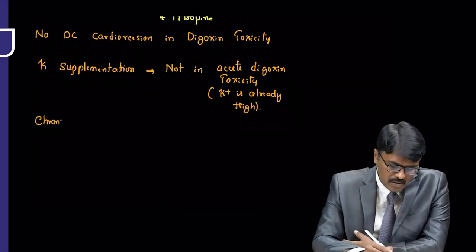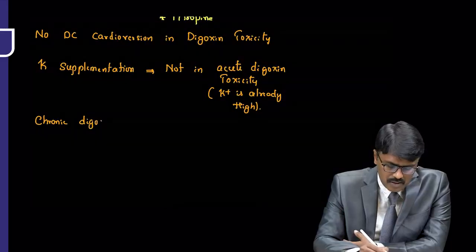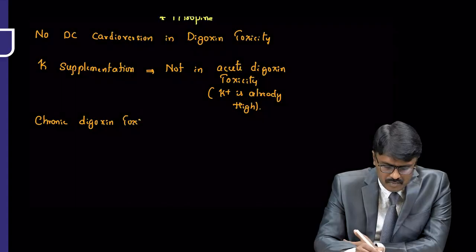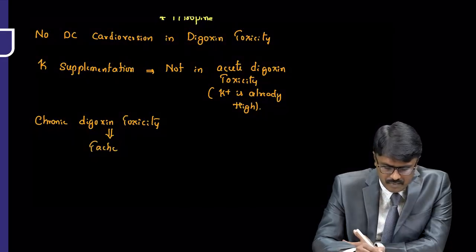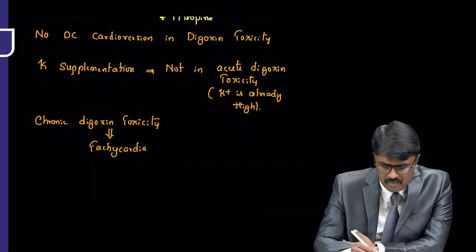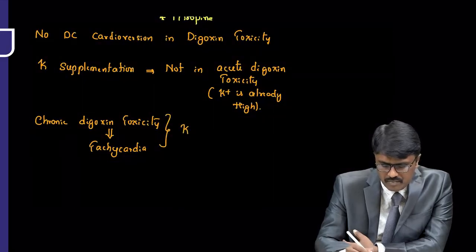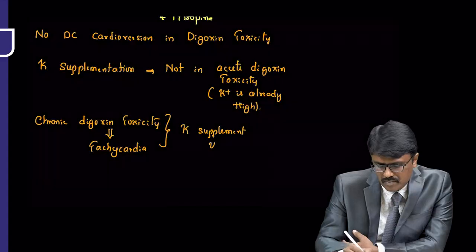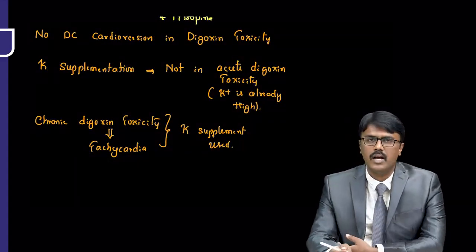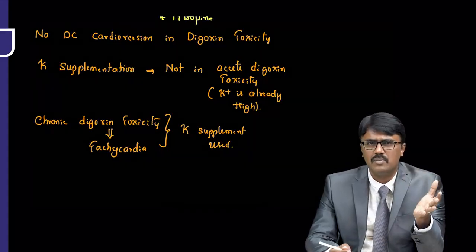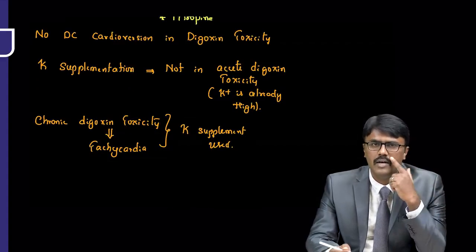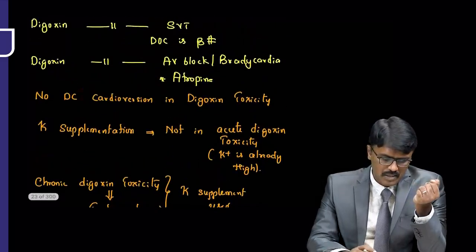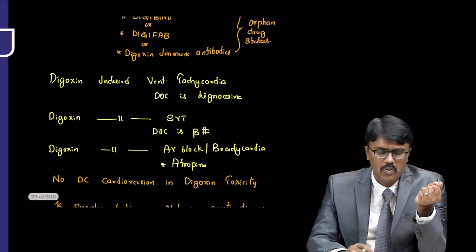If there is chronic digoxin toxicity and the patient complains of tachycardia, then you can give potassium supplement. So that is the use of potassium in digoxin toxicity. Don't give it in acute digoxin toxicity because potassium is already high. Chronic, it will not be high. You can give potassium and you can displace the digoxin out. So this is how we manage the digoxin overdose.